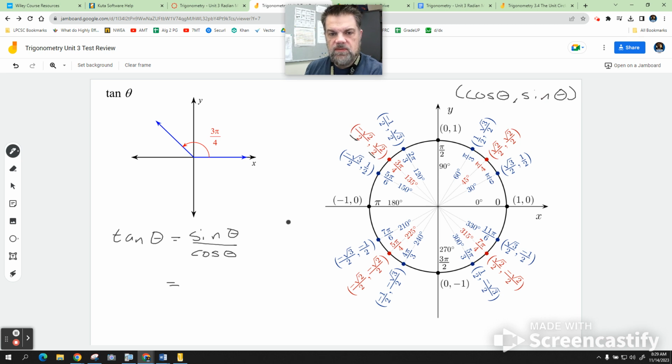So this becomes sine, which is actually the y value, so that's a positive root 2 over 2, all over cosine, which is actually negative root 2 over 2. And so really what we're doing is, remember that we're dividing by a fraction. So when you divide by a fraction, you actually multiply by the reciprocal. So this becomes negative 2 over the square root of 2.